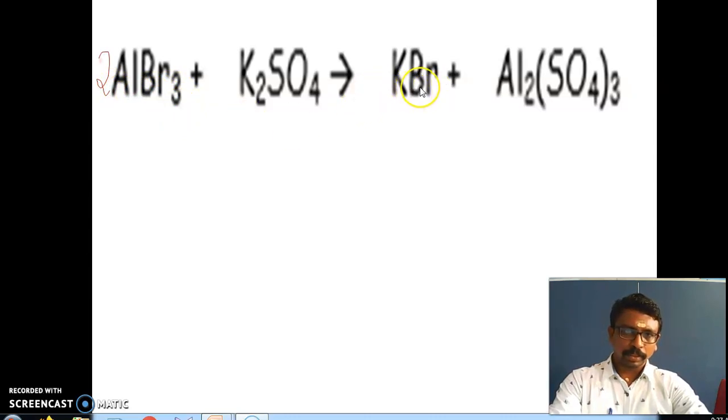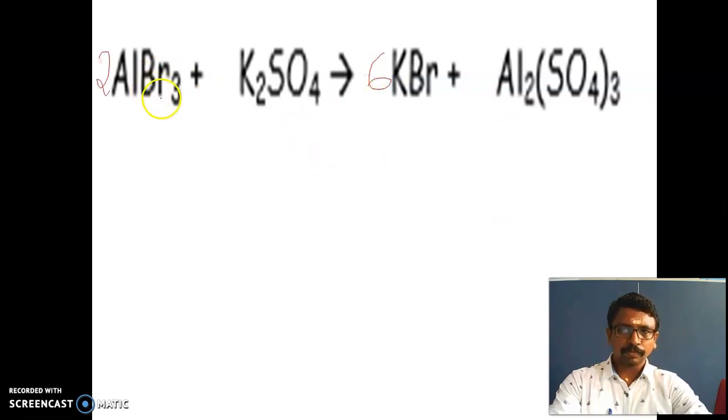So here you can see the bromide. So the bromide is having how many number of atoms, children? Here only 1. So in that, before that potassium bromide we have to put 6. So now the bromide, on the reactant side it contains 6 number of atoms, in product also it contains 6 number of atoms in bromide. So aluminum here also it contains 2 number of atoms and in product also it contains 2 number of atoms.